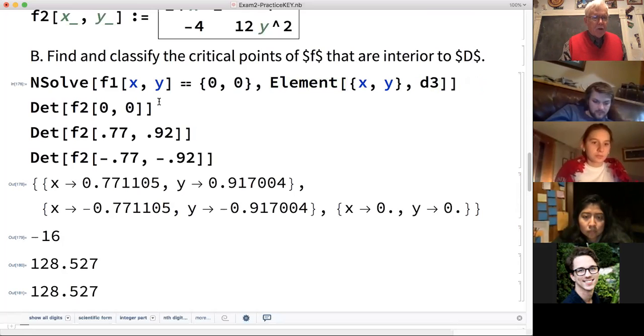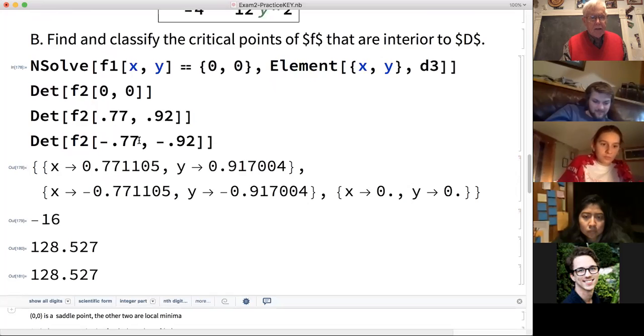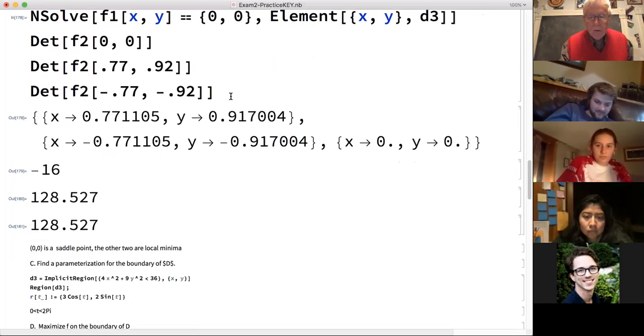And then what I computed down here is the Hessian determinant with those values plugged in. I got a -16 for 0, 0. That means that 0, 0 is a saddle point. And then I got 128 something, a positive number for the other ones. That means that they are either maxes or mins. And then I should have plugged those into the second derivative to see if they are maxes or mins. So maybe let's do that.